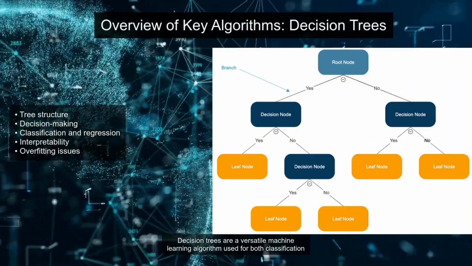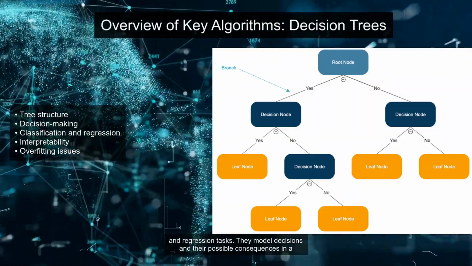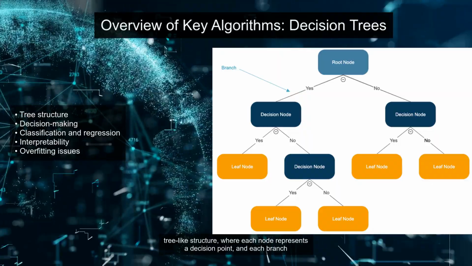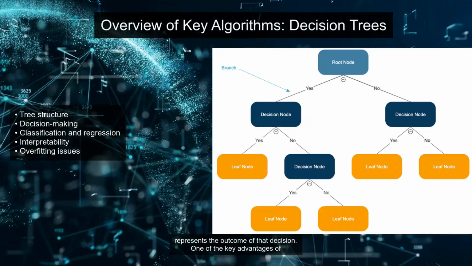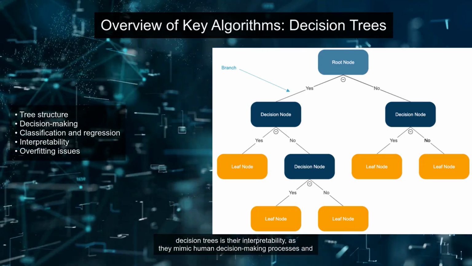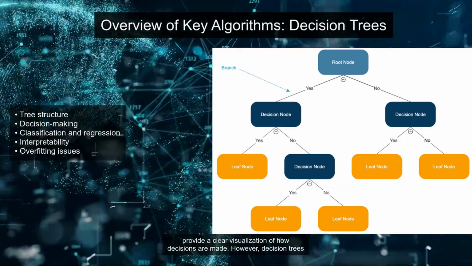Decision trees are a versatile machine learning algorithm used for both classification and regression tasks. They model decisions and their possible consequences in a tree-like structure, where each node represents a decision point, and each branch represents the outcome of that decision. One of the key advantages of decision trees is their interpretability, as they mimic human decision-making processes and provide a clear visualization of how decisions are made.